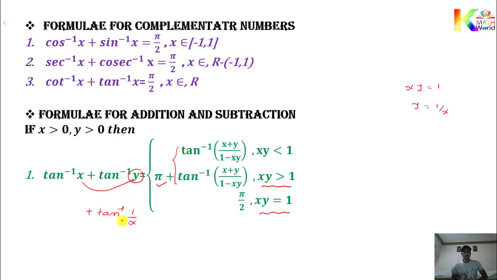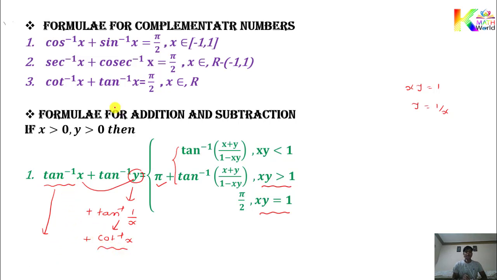Earlier we have seen the formula for 1 over x. What is the formula for tan inverse 1 over x? We can use the cot inverse of x formula for this one, and we can write this thing as it is. So you got tan inverse x plus cot inverse x.